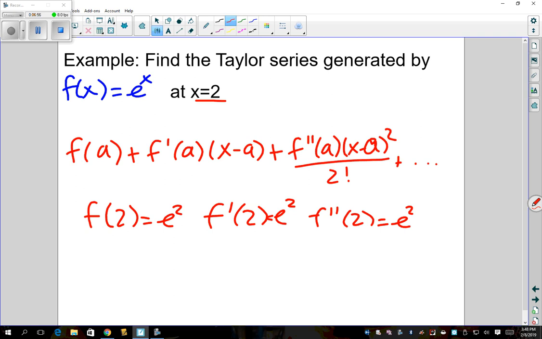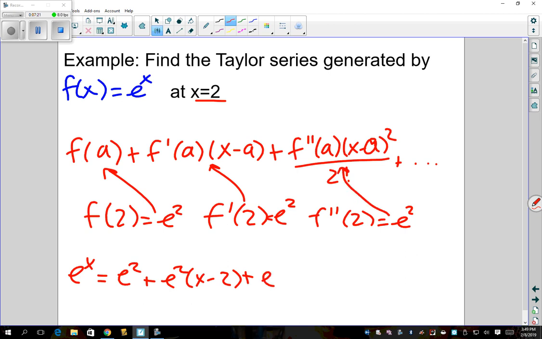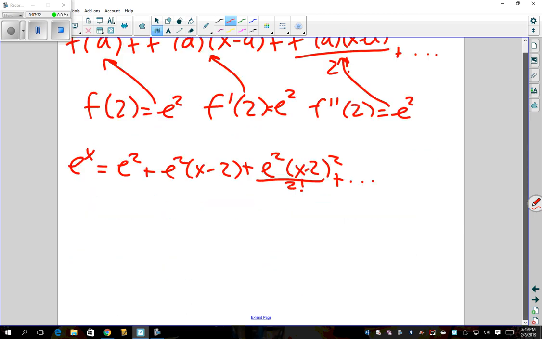We don't have to do much solving for the derivatives, since the derivative of e to the x is the same. And so when I'm writing down this series, I can just plug in my derivatives. So f of 2 is e to the 2 plus f prime of 2, e to the 2 times x minus 2, plus f double prime of 2, e to the 2, times x minus 2 squared all over 2 factorial.